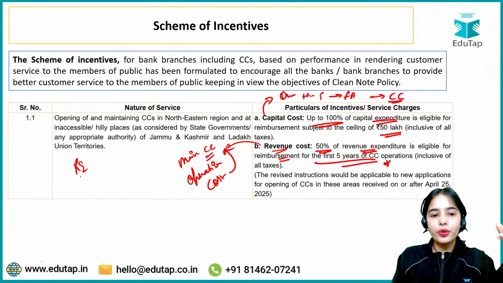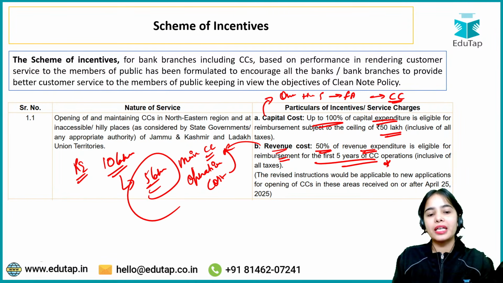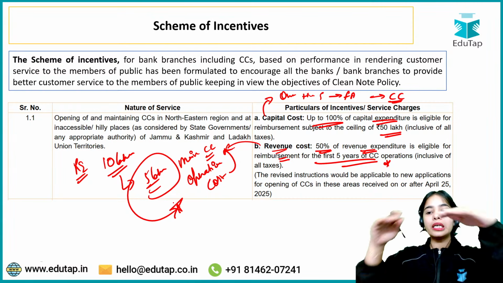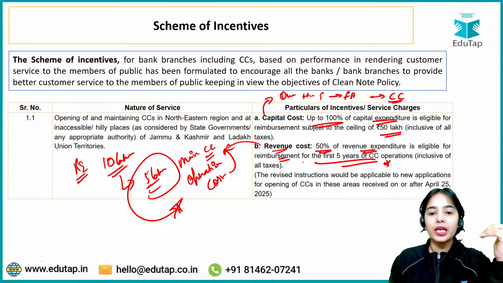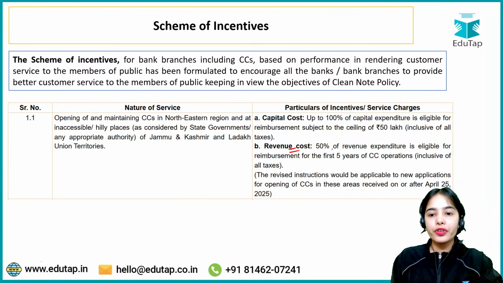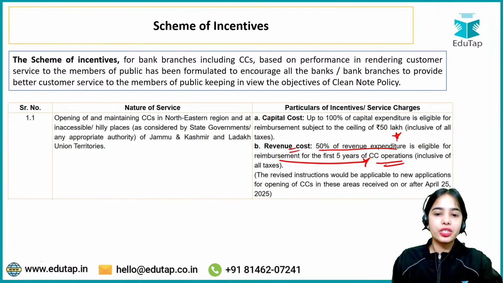So let's say there is revenue expenditure of 10 lakh. Okay, 50% of that, meaning 5 lakh, will be reimbursed by the RBI. So you can understand, capital cost 100% reimbursement till the limit of 50 lakhs. Revenue cost, 50% reimbursement for the starting 5 years. So that is the idea. Revenue cost, 50% of revenue expenditure is eligible for reimbursement for the first 5 years of currency chest operations.